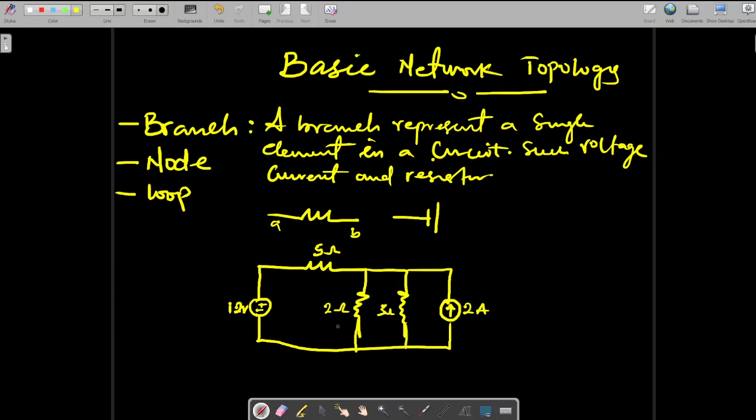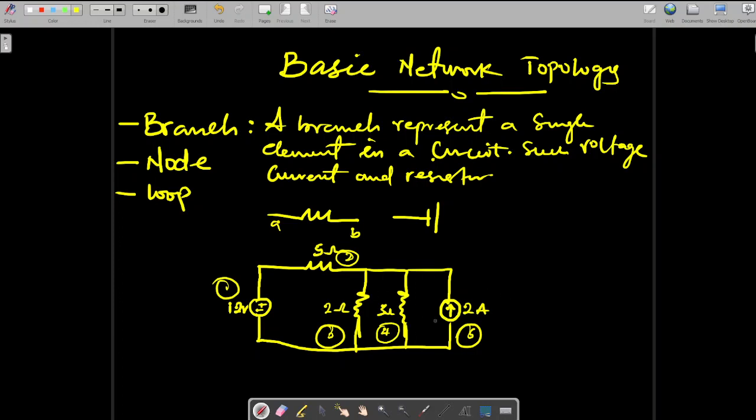Now if you look at this circuit, if you are asked to find the number of branches that this particular circuit has, we count: voltage, number one; resistor of 5 ohms, number two; resistor of 2 ohms, number three; resistor of 3 ohms, number four; current of 2 ampere, number five. That's to tell you that this circuit has 5 branches. I hope you understand this now.